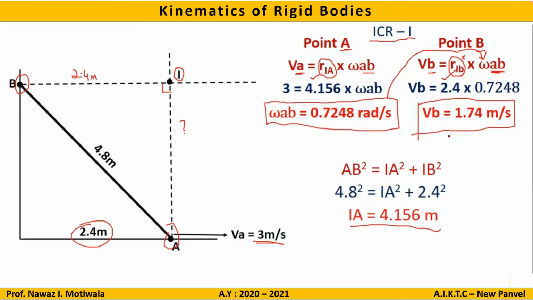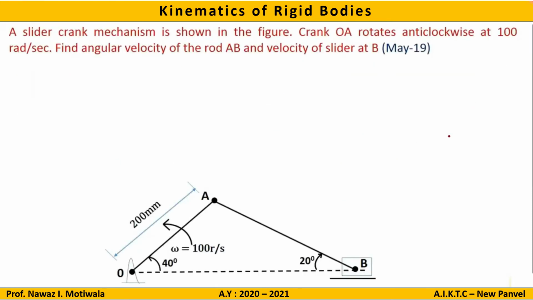Let us proceed to the next problem, which says a slider crank mechanism is shown in the figure. Crank OA rotates anticlockwise at 100 radian per second. Find the angular velocity of rod AB and velocity of slider at point B. Let us start with the solution.